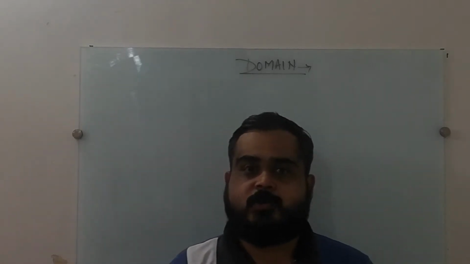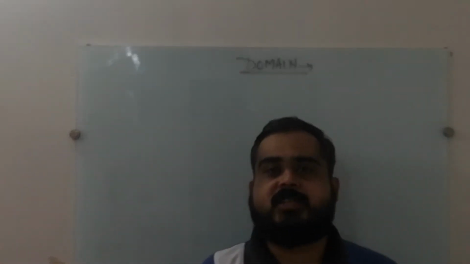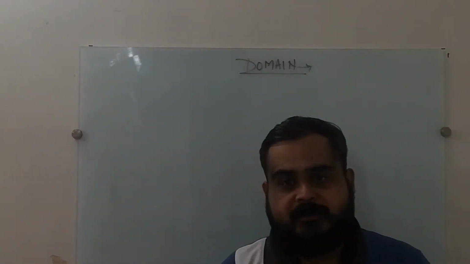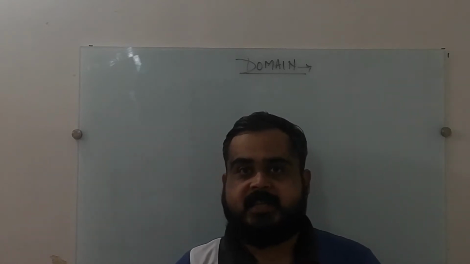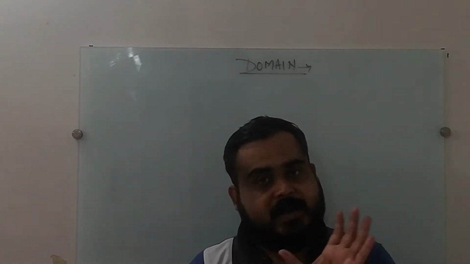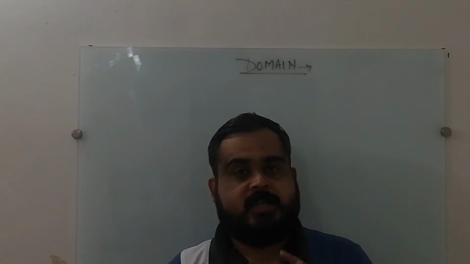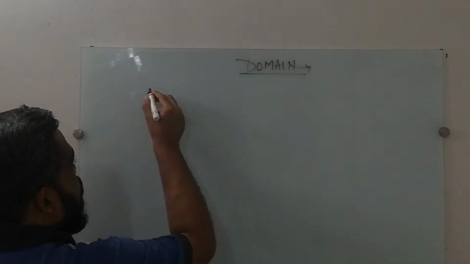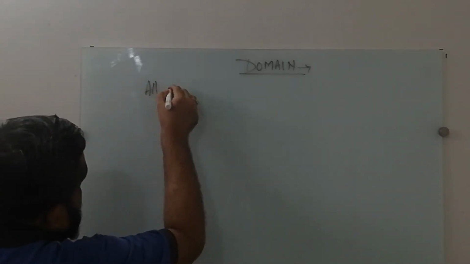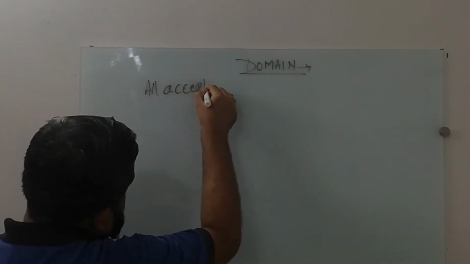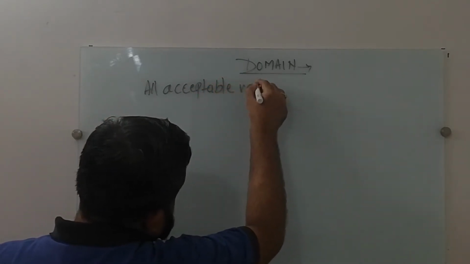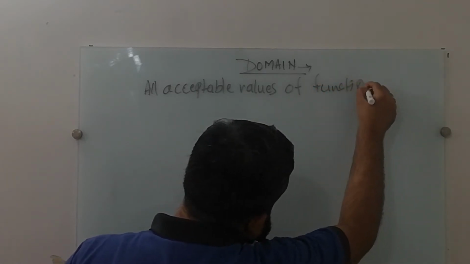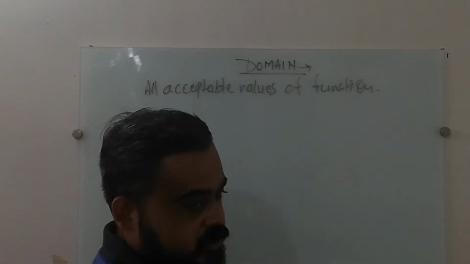Similarly, in mathematics also, when we say different functions, every function has some capacity to include the values. So that capacity, I will call that all acceptable values of that particular function is called domain of the function. So let us define domain. Domain will be defined as all acceptable values of function. It is called domain of the function.